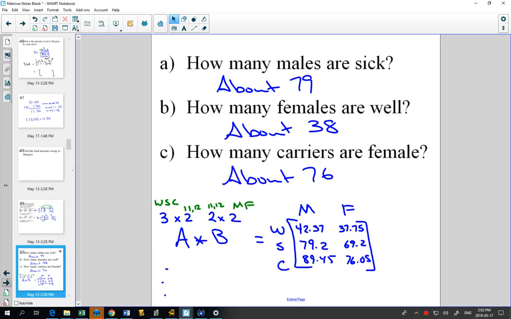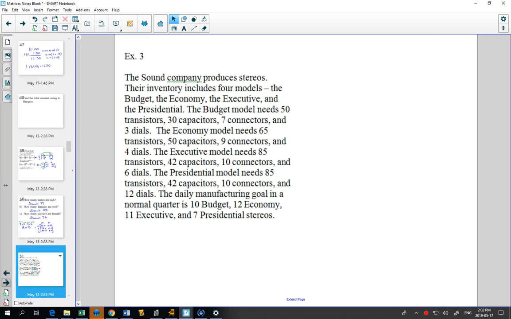So our third example has lots of words and has no charts. And so you need to make up your own matrices and figure out how they're going to look so that you can multiply them together.